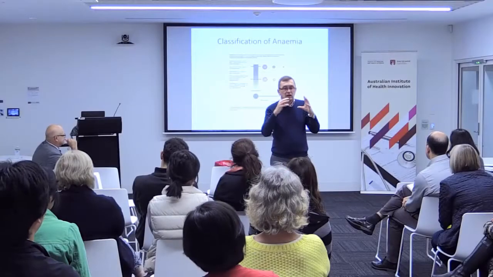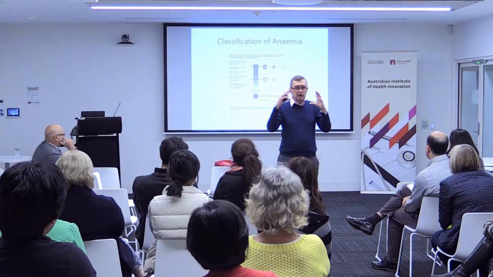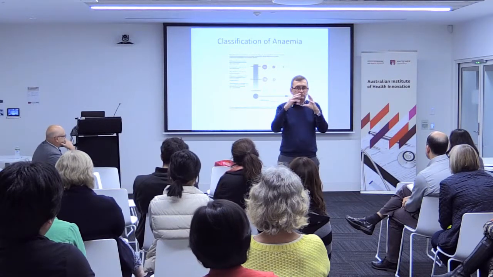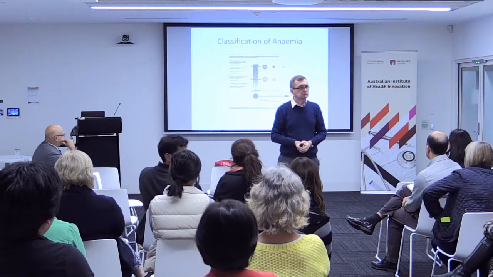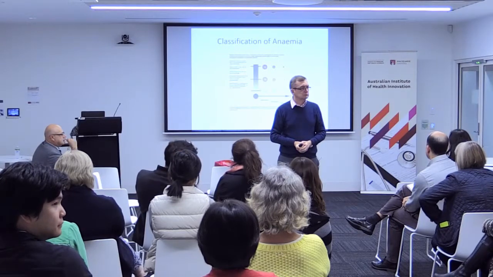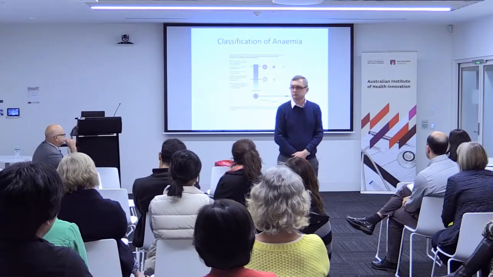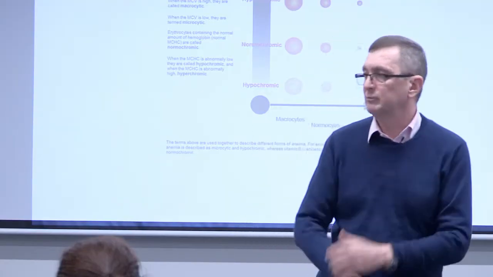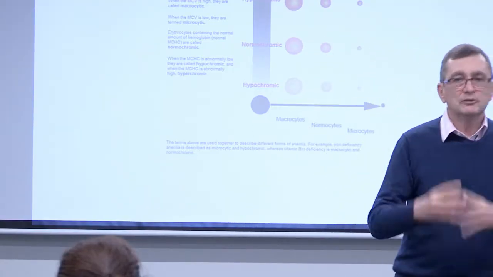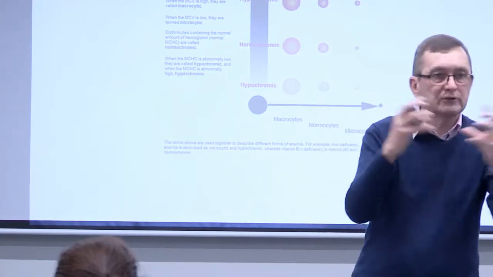There's lots of others. You can get iron deficiency anemia. And in iron deficiency anemia, you get smaller cells. Why is that, do you think? What happens if you've got iron deficiency anemia? What does the iron do? Hemoglobin. What are red cells packed with? Hemoglobin. So therefore, if you don't have much hemoglobin, not surprisingly, the cells are smaller.